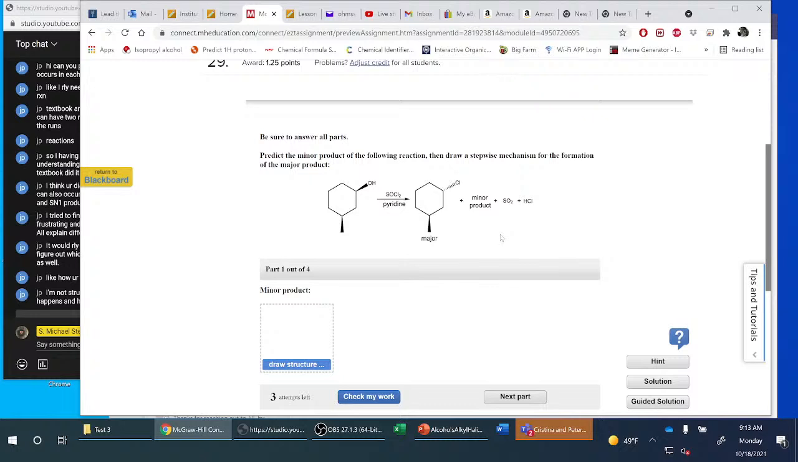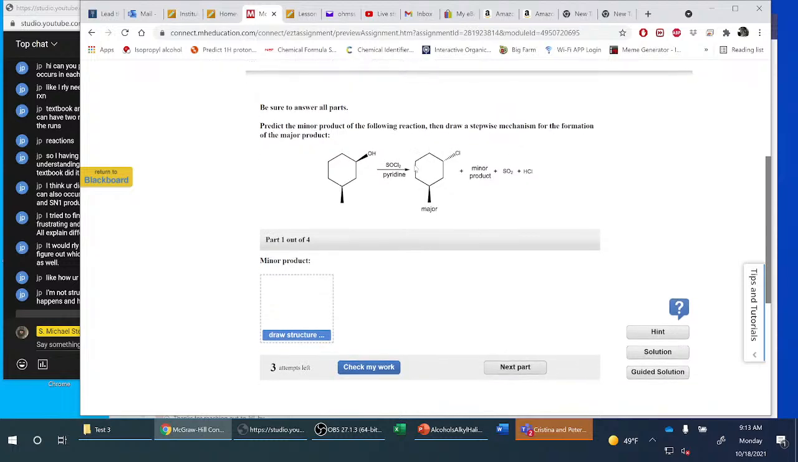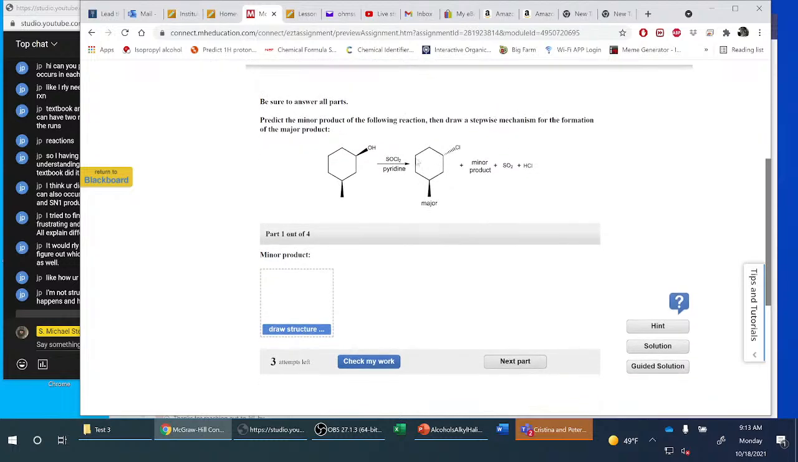You got SOCl2 with pyridine, and you want to predict the minor product of the following reaction, then draw a stepwise mechanism for the formation of the major product. So your minor product here is going to be basically the inverted stereochemistry.